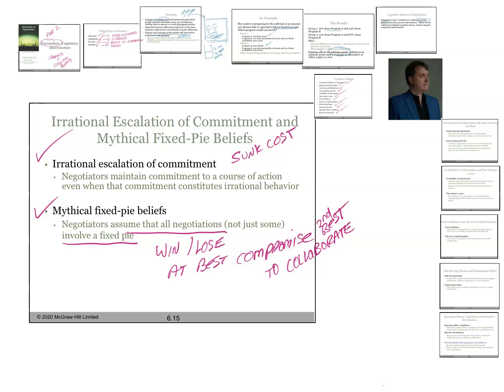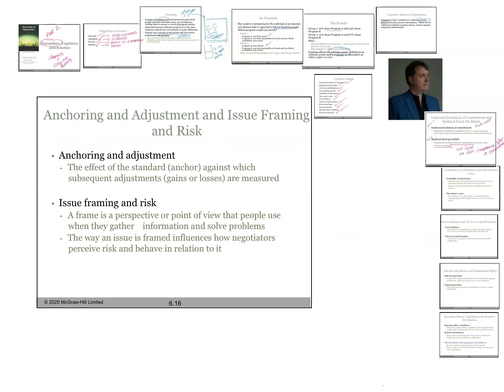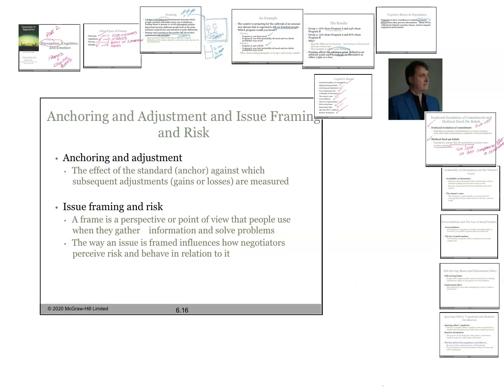And so keep in mind that if you notice that in somebody, it may take some dialogue to explore ways to expand the pie. And maybe you'll be able to convince someone to look at other options if they see that there's a chance to get more out of the deal. They will probably just need to be reassured that that is possible. The next two are anchoring and adjustment and issue framing and risk.